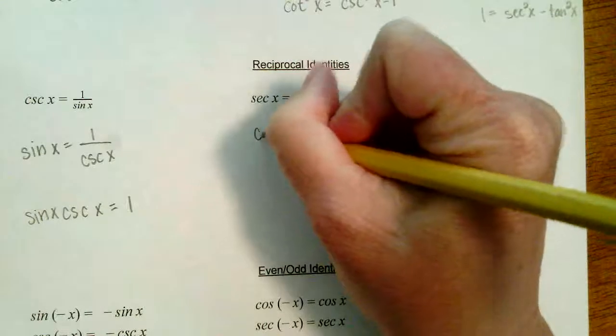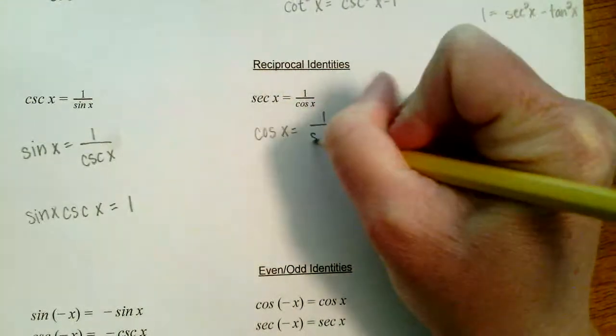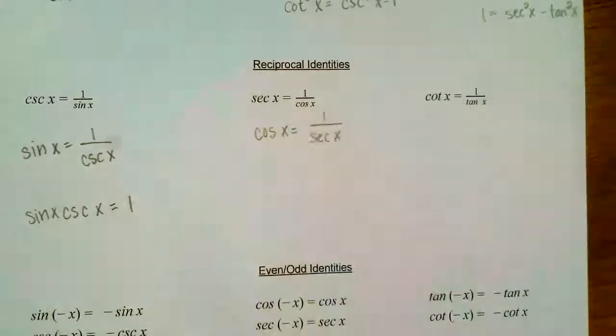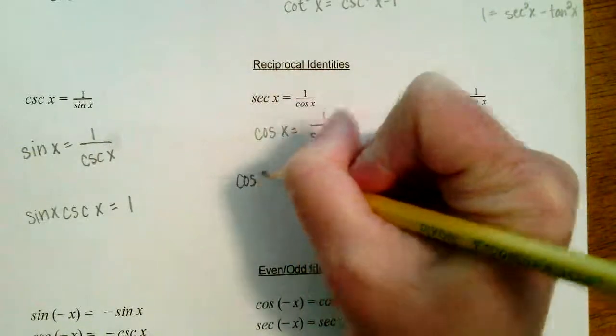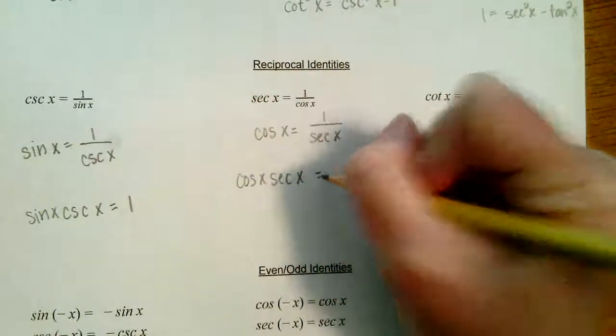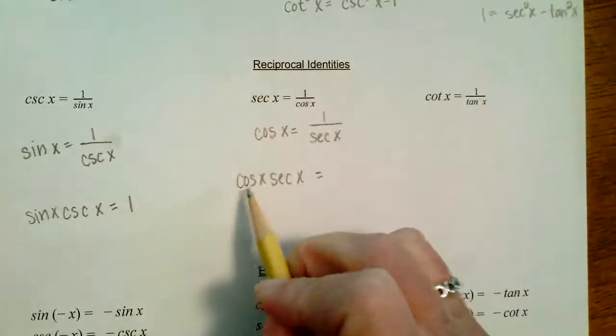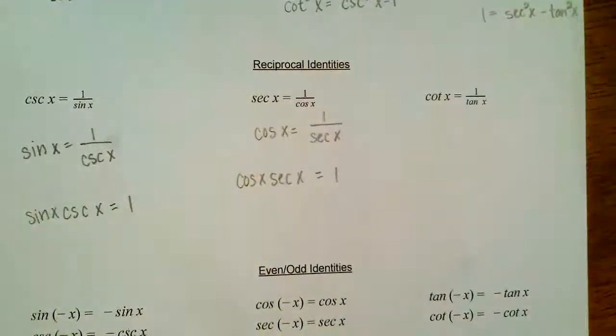Similarly, you might need to recognize that the cosine is the reciprocal of the secant. And using the same logic as before, cosine x times secant x. Anything multiplied by its reciprocal is always equal to 1.